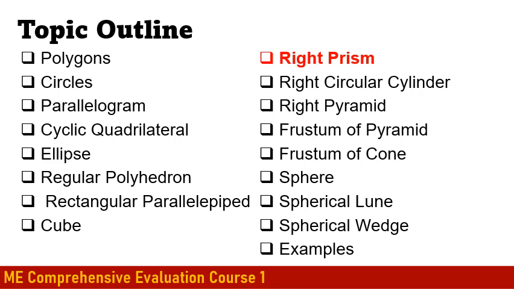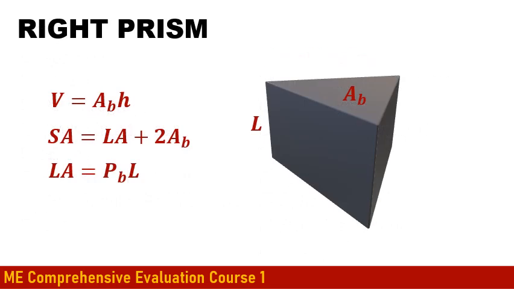Then right prism. The volume of a right prism is equal to the area of the base times the height. So the area of the base here, for example, in this figure, we have a triangle. So you have to obtain first the area of this triangle here and multiply it with the height. So that's the volume of this right prism.